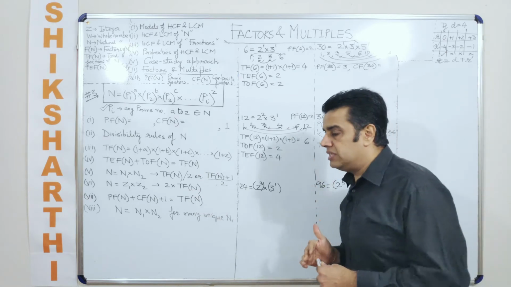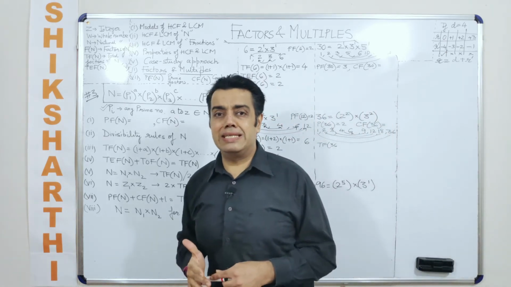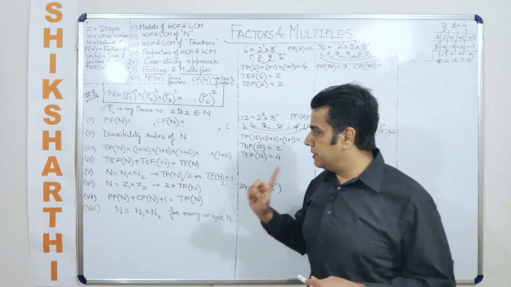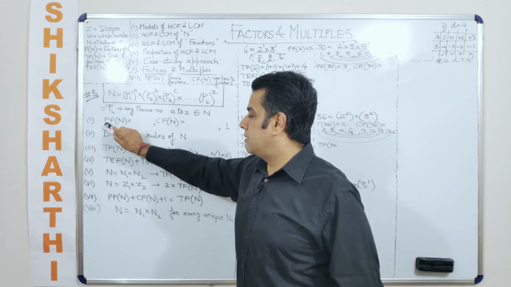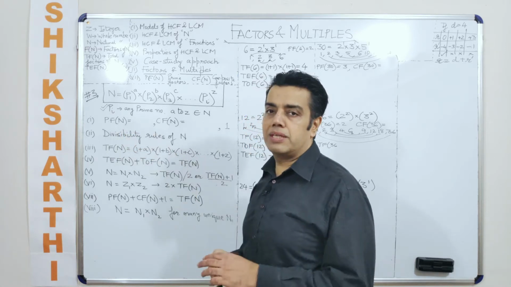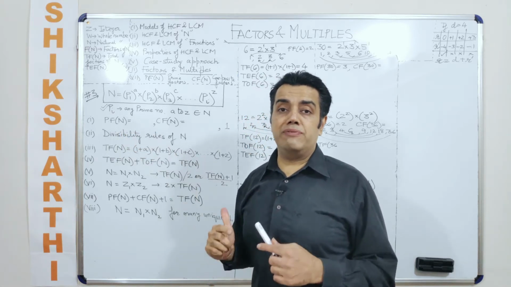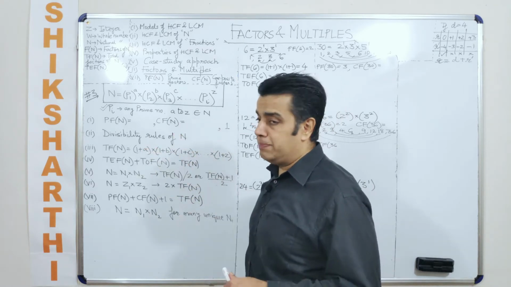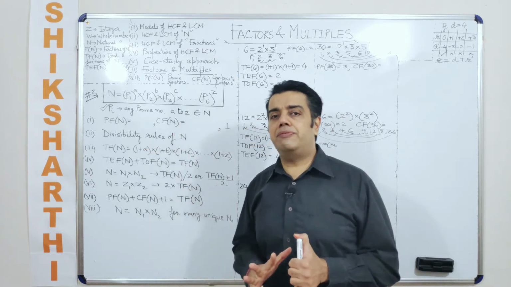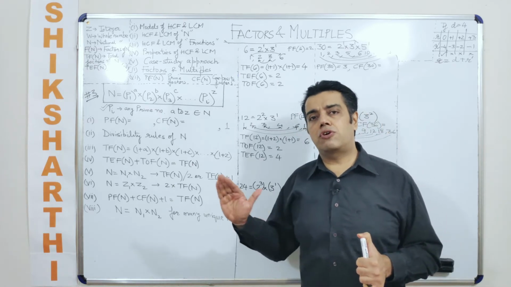Now the terminologies that we are going to talk about in this video: the first thing that we are going to talk about is the total number of prime factors of the given number. Though I could have written it as TPF, please understand PF here represents the prime factors of the given number.